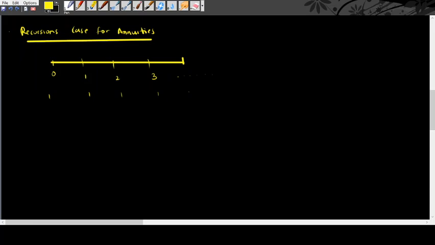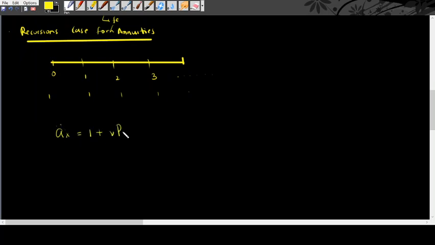Recursion case for annuities. When we are talking about recursions, it means that we can see a pattern in finding the value of the annuities. So let's look at the simple annuities where we have $1 every year. We are looking at the life annuities, okay? So $1, $1 every year.